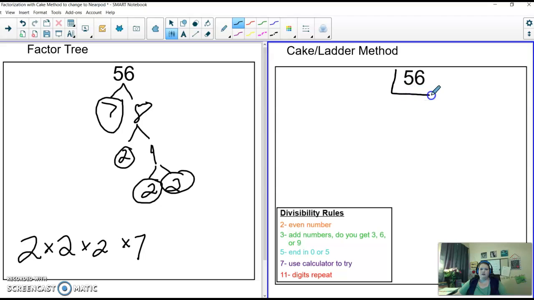I'm going to draw an upside down division, and I'm going to write the number 2 on the outside. So now you're going to grab your calculator and you're going to go 56 divided by 2, and it's going to give you an answer of 28.